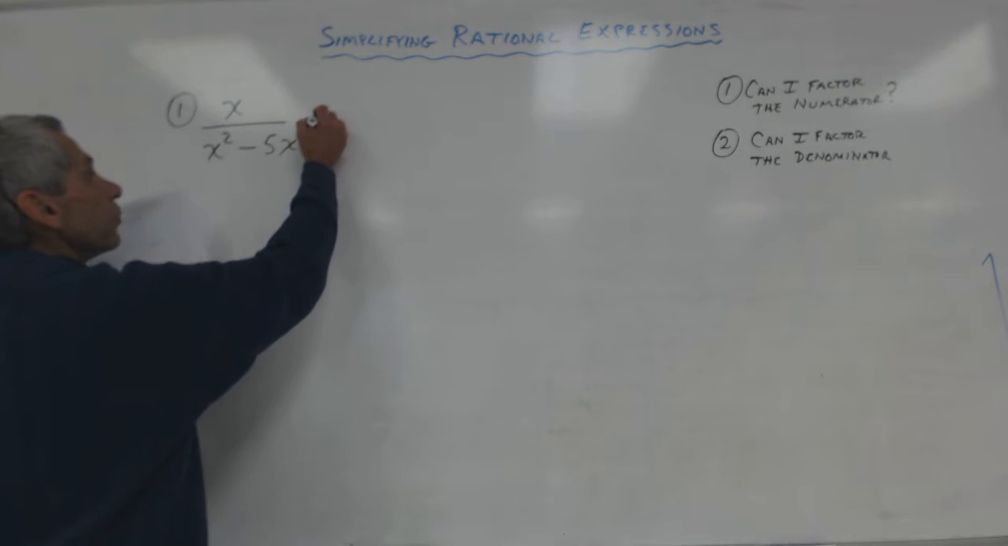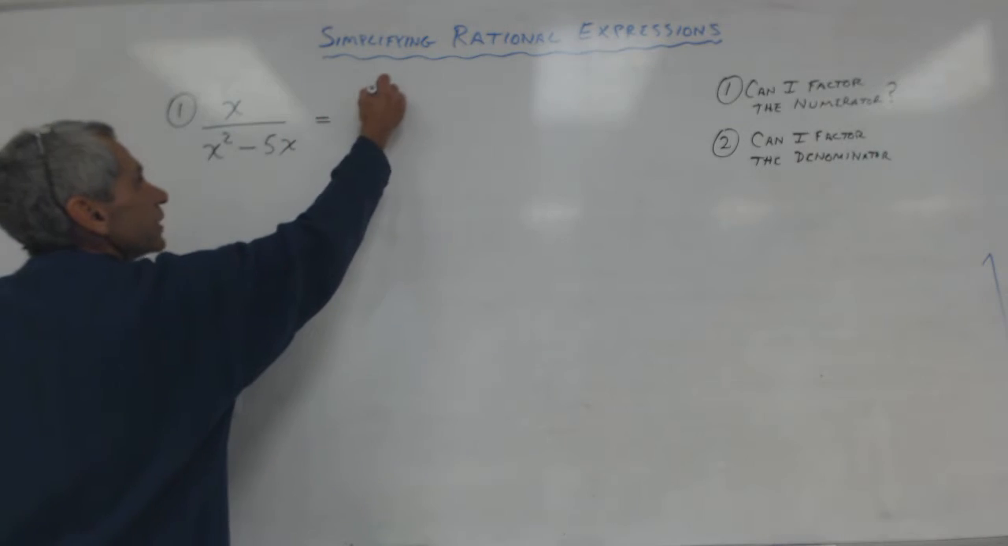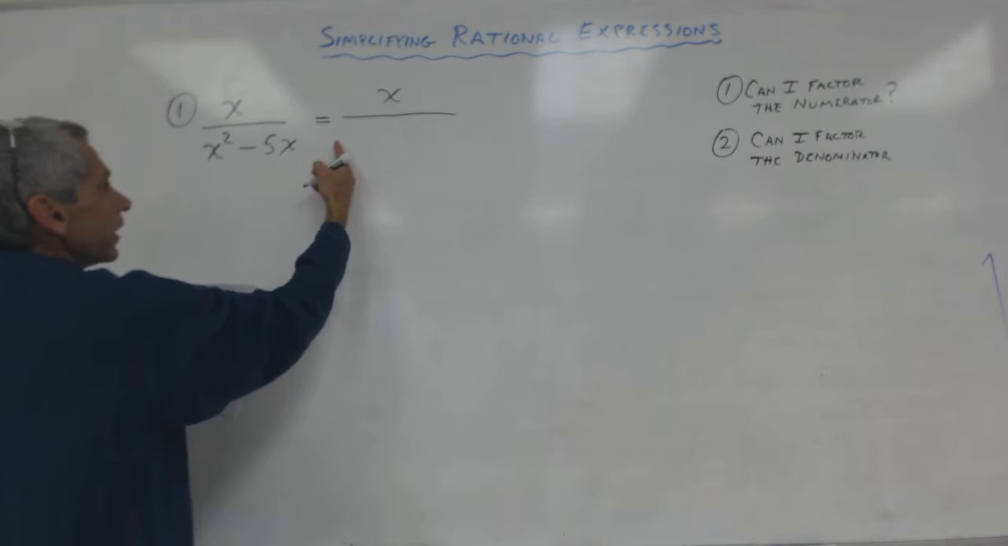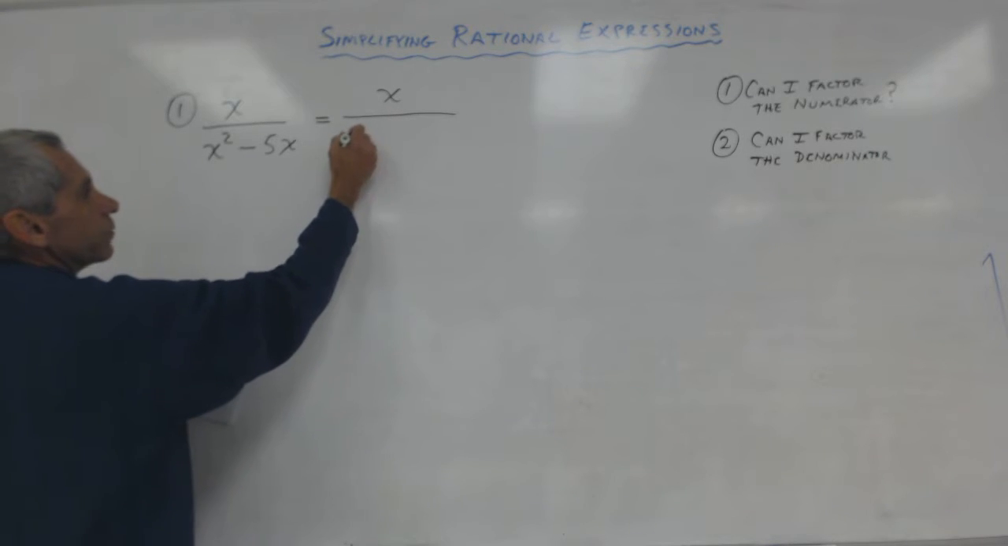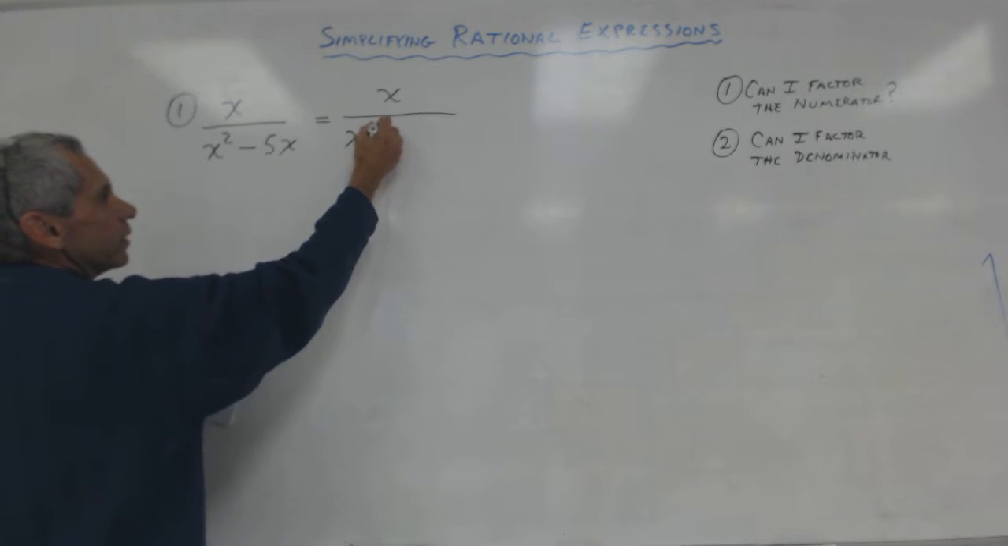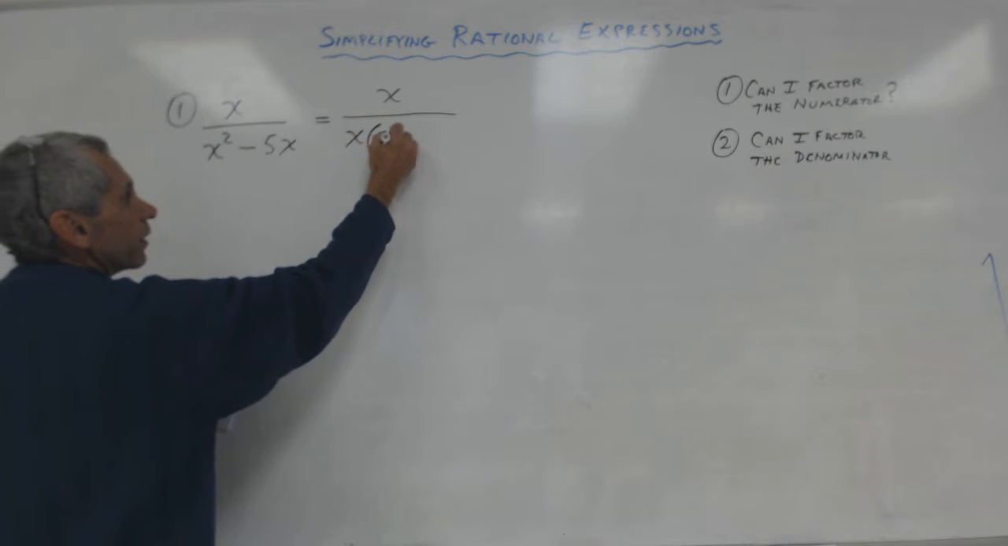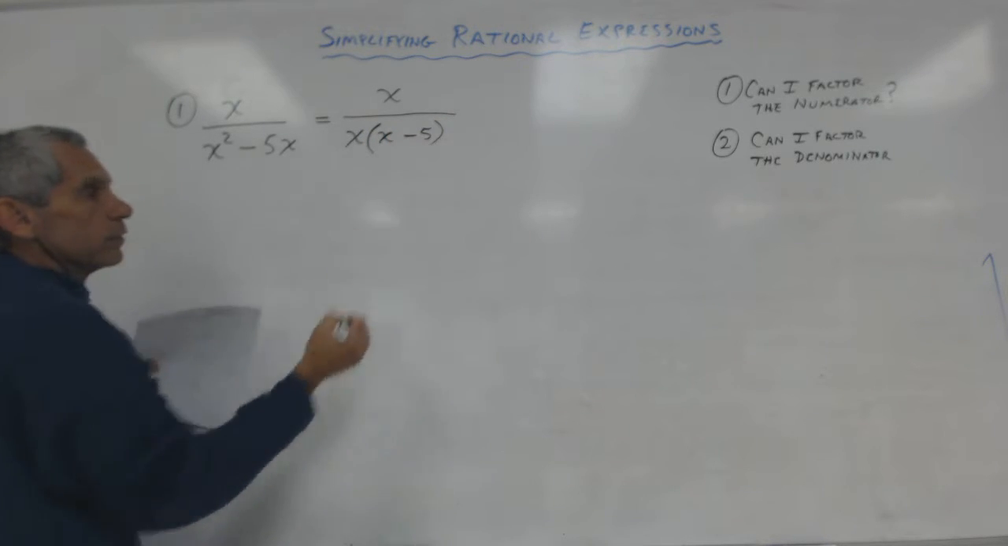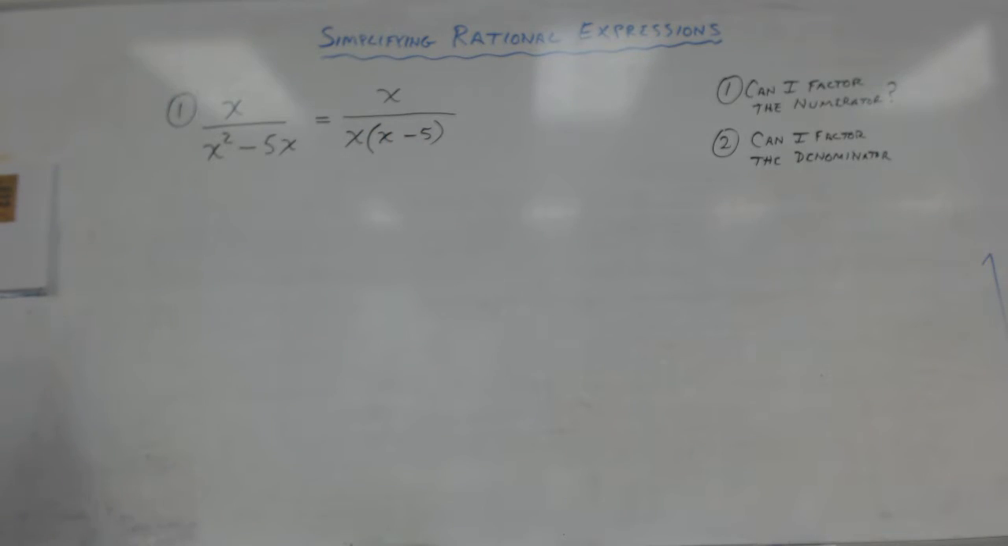Okay, so now I'm going to put an equal sign, and I'm going to keep my x upstairs, but now I'm going to factor my downstairs. I'm going to take out an x, like Manuk said, and then I'm going to have x minus 5. Everybody agree with that? Pretty easy, right? You got it?